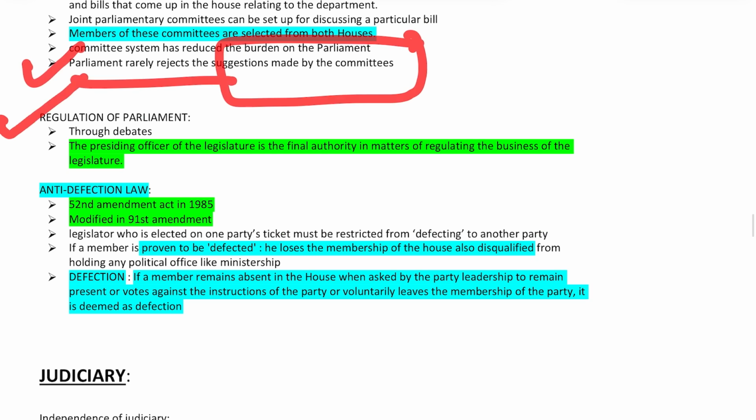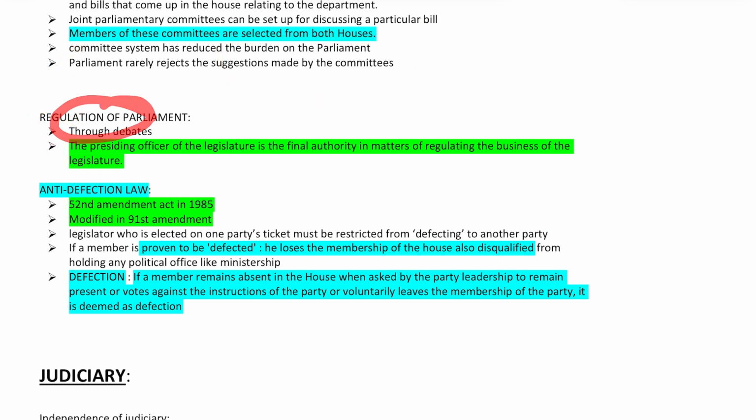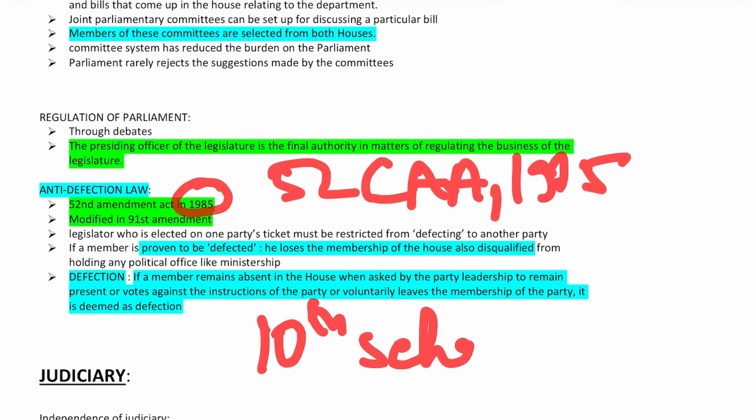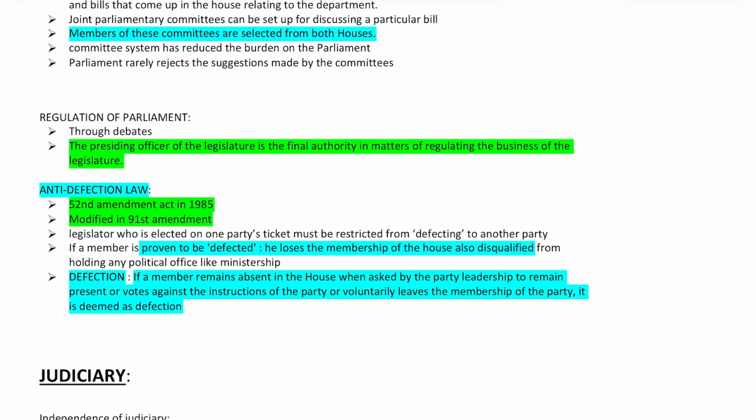The regulation of the Parliament is through debates. The presiding officer of the legislature is the final authority in the matter of regulating the business of the legislature. Then we have the anti-defection law. This was enacted by the 52nd Constitutional Amendment Act in 1985, which added the 10th Schedule to the Constitution. This was also modified in the 91st Amendment. In the 91st Amendment, we also made a provision that the Council of Ministers should not be more than 50% of the seats in the Lok Sabha.